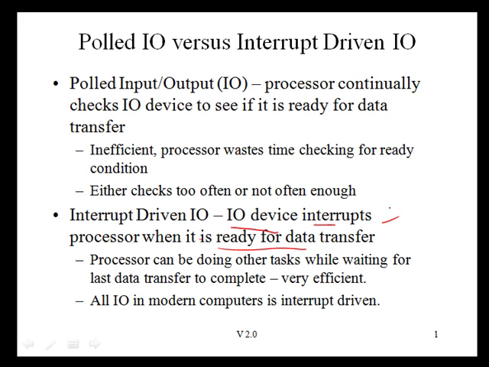What we'd really like is for an I/O device to interrupt us when it is ready for data transfer, and that's exactly what your cell phone does. When your ringer goes off, you immediately stop what you're doing, pick up your cell phone, and answer the call. This is more efficient because the processor, or you, can be doing other tasks while waiting for that data transfer. So interrupts are very important in modern processors in terms of handling I/O events.